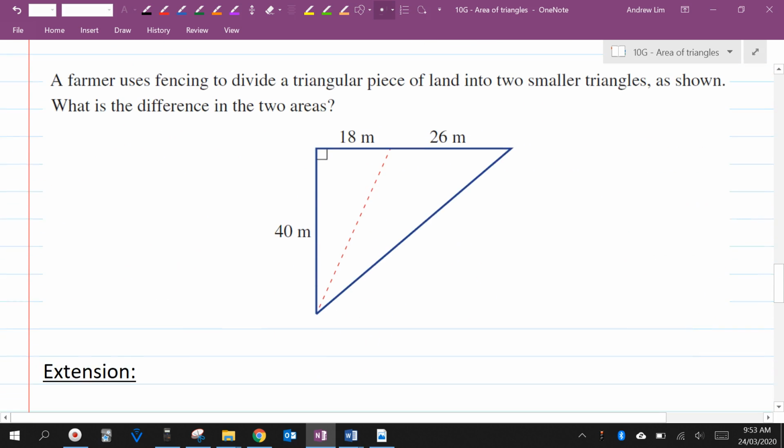What I want you to do now is I want you to pause the video and have a go with this question. A farmer uses fencing to divide a triangular piece of land into two smaller triangles, as shown. What is the difference in the two areas?